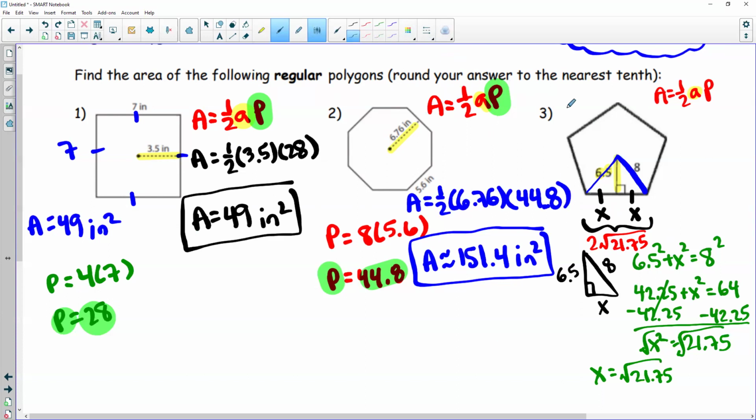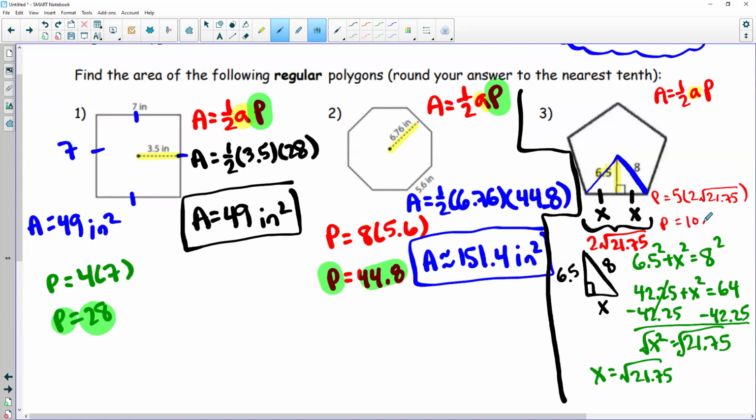Okay, let me try to separate this out because this is getting a little bit messy. So the perimeter is going to be, we have a total of 1, 2, 3, 4, 5 sides. So this will be 5 sides multiplied by the length of one side, which is 2 root 21.75. This would be 5 times 2 is 10, so this is 10 root 21.75.